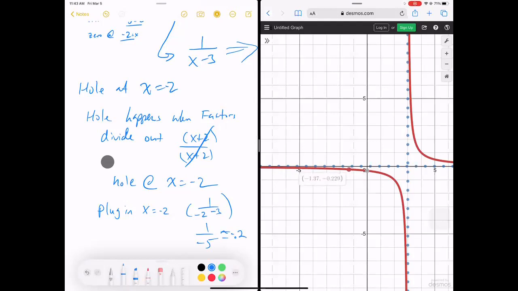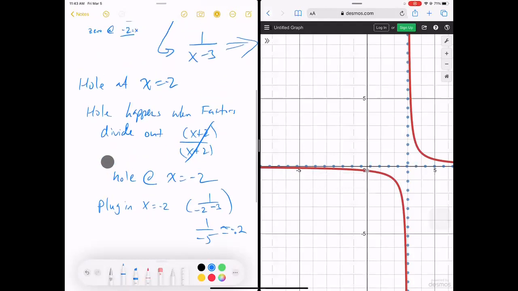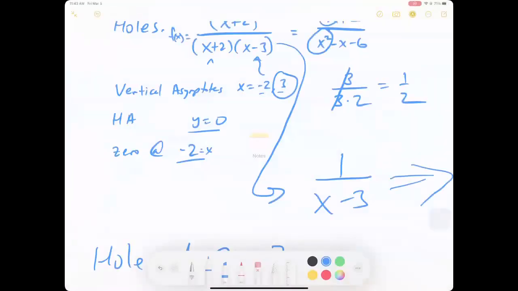As we get closer to -2, look at the y value: -2.1, -2.0, -2.07, -2.05, -2.04, -2.01, and undefined. So the y value here should have been -0.2. And this is our next tool in graphing these problems.